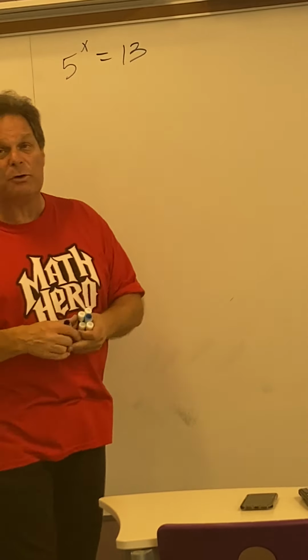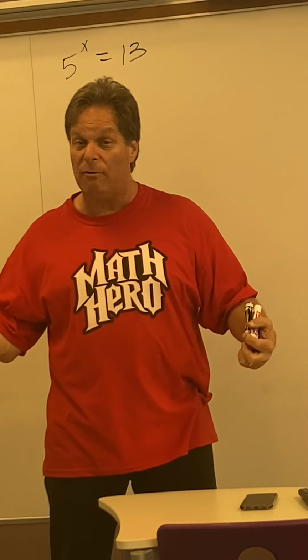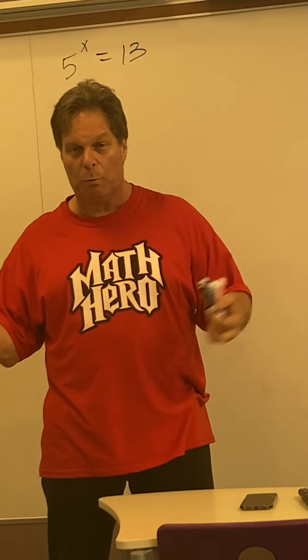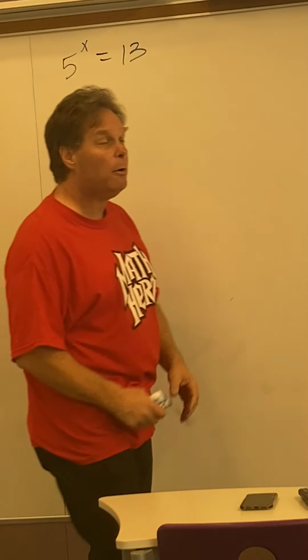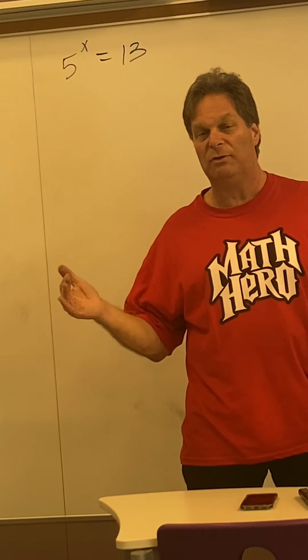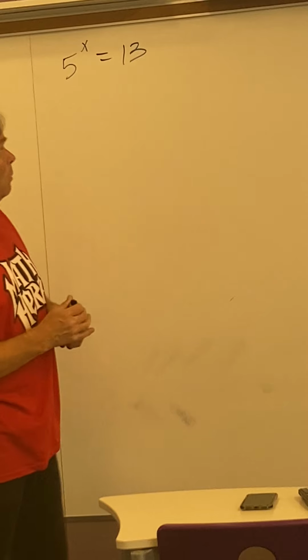But 5 and 13 are not both powers of the same base. 5 and 25 are, 5 and 125 are, right? That would be nice if it were those numbers, but it's not. It's 5 and 13. Those are not powers of the same base, so we have to do it differently. We can't just make the bases the same and then throw away the bases. So what are we going to do? This is what we're going to do.